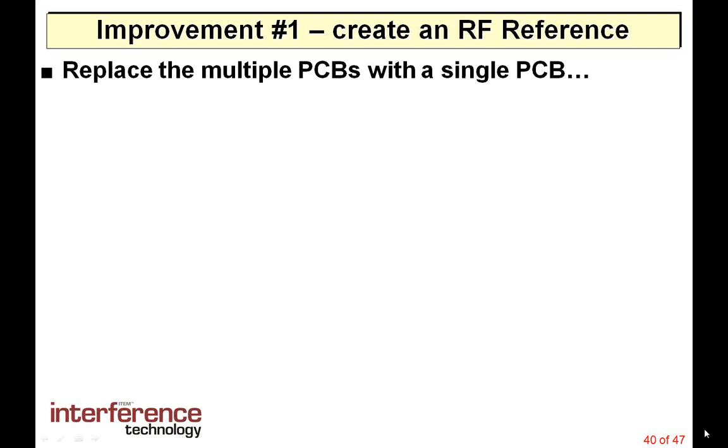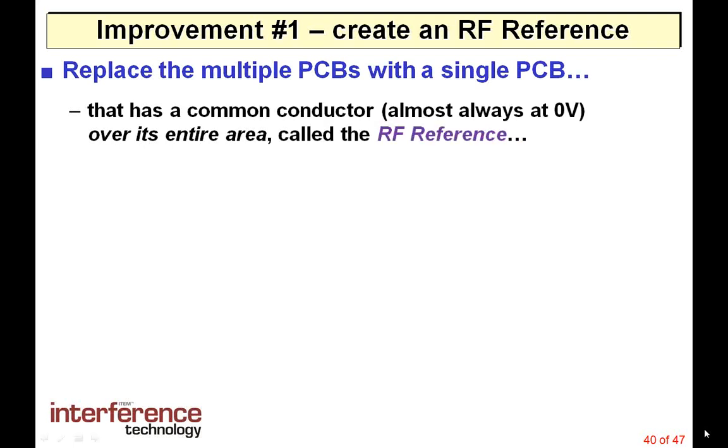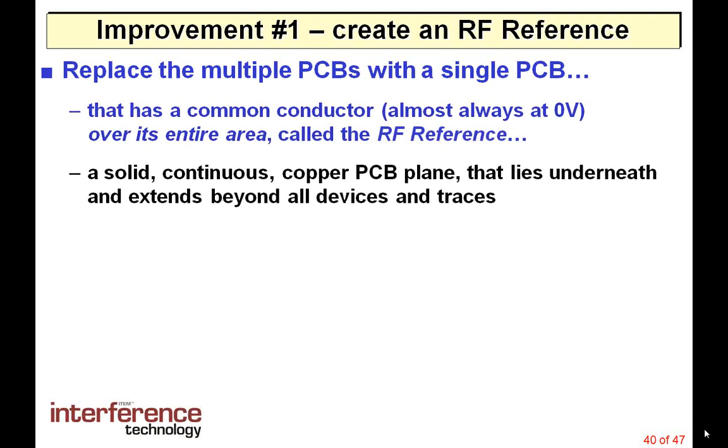Improvement number 1 is to create a radio frequency reference. We replace the multiple PCBs with a single board as a common conductor, which is almost always the 0 volts plane, over the entire area. We call this the radio frequency reference. It's a solid, continuous copper PCB plane that lies underneath and extends beyond all the devices and the traces.